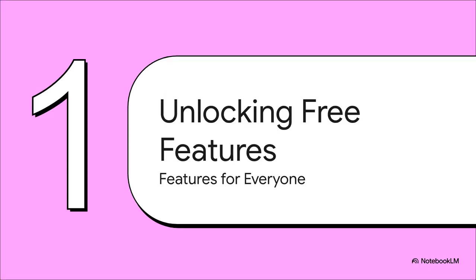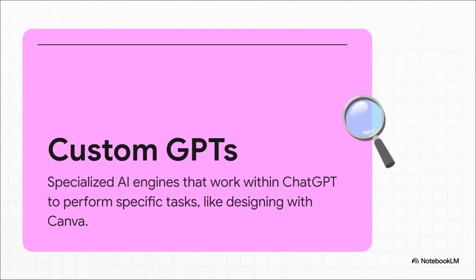All right, let's kick things off with the free version because you really don't need to spend a dime to get access to some truly game-changing features. First on our list, custom GPTs. The easiest way to think about these is like specialized little apps that run right inside of ChatGPT. For example, you can use the Canva GPT. You just ask it to design a YouTube thumbnail, and it'll spit out a bunch of designs you can then open and edit directly in Canva. It's a super seamless workflow.